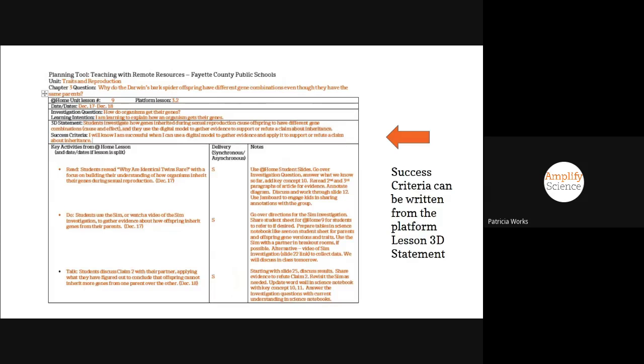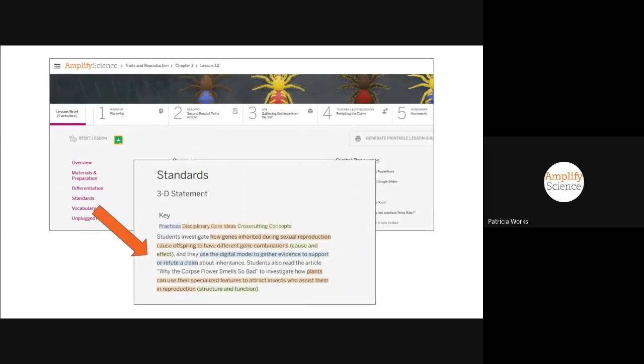Here's a completed lesson plan for at-home lesson 9, which was developed from lesson 3.2. After looking at the students' slides and thinking about what I'd want students to write in their science notebooks, I made some notes to guide instruction in the right-hand column. Success criteria can be developed looking at the 3D statement on the lesson page. I found the 3D statement by clicking the Standards tab on the left-hand side of the lesson brief page. I used this 3D statement to write the success criteria for the lesson.